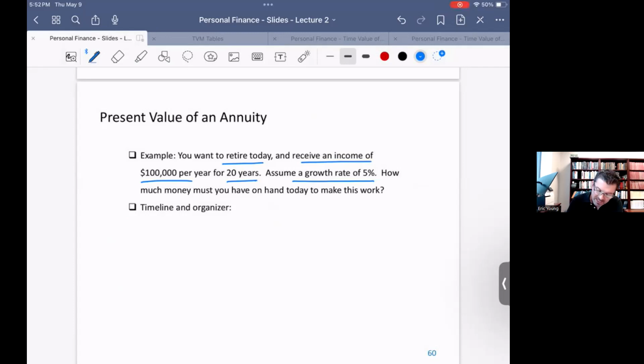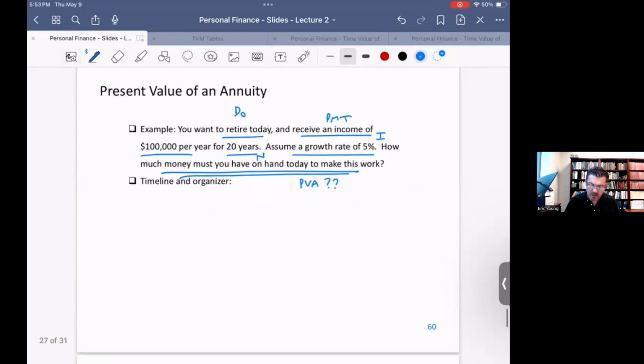So you want to retire today. That's D0, today, day 0. You want to receive an income of $100,000 per year. That's your PMT for 20 years. That's your N. Your growth rate is 5%. That's your I. Here's the question. How much money do you need to have on hand today to make it work? How much money do you need in your nest egg? That's a PVA question. Let's first do an organizer. That's a little bit easier on this one.